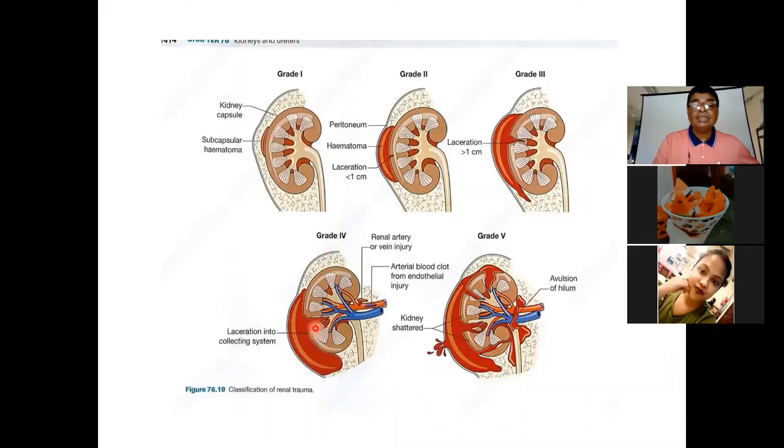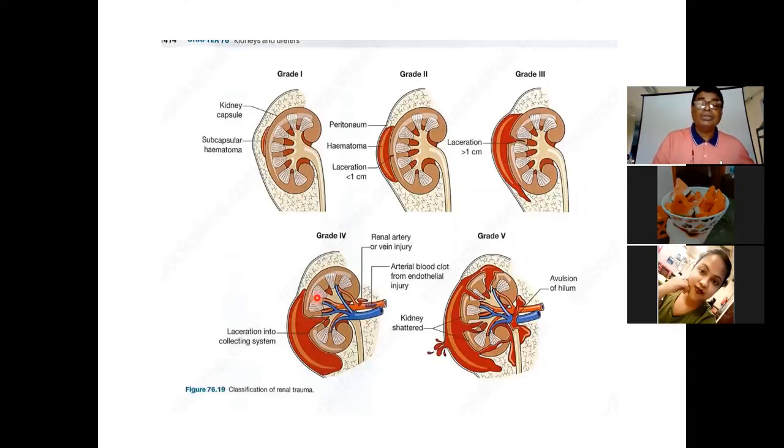As this laceration is extending up to the collecting system, what will happen? The urine which is being formed and collected here will come out through this lacerated wound. So there will be extravasation of urine. And there may be some endothelial injury over the renal vessels, particularly the segmental vessels here. There may be clot formation following endothelial injury. So if there is clot formation, there may be necrosis.